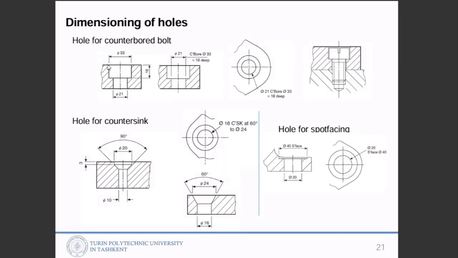Counterbore hole, countersink: one with a small diameter, a bigger one, angle, and then depth here. This is spot facing. Spot facing is done before installing the bolt or nuts, we are preparing for the installation of this. So we are flattening the surface. That means spot facing.